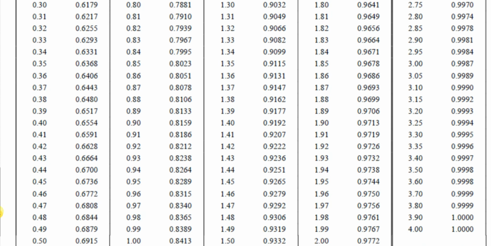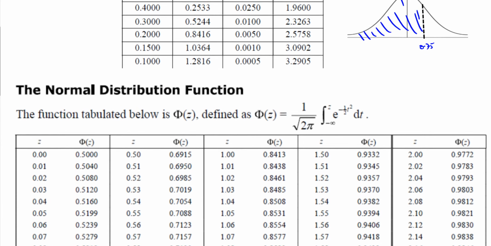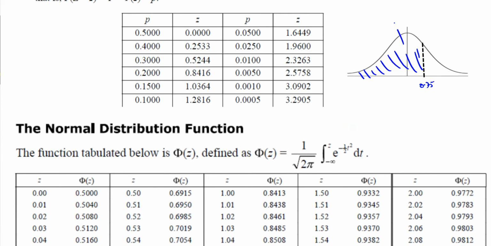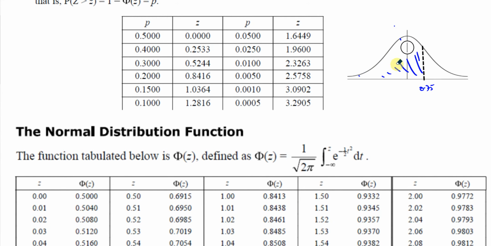That's because the Z values start from this point here and they go to the right. So all the Z values we have start from this point and go this way. That's the problem we're facing here. We need to find the probability that Z is less than minus 0.5.